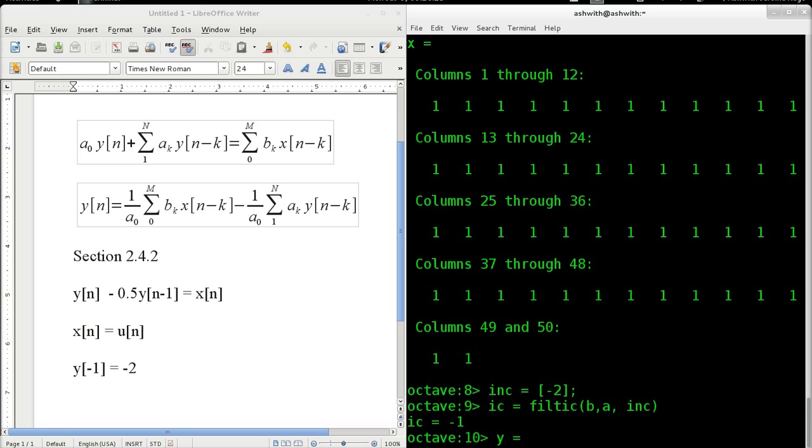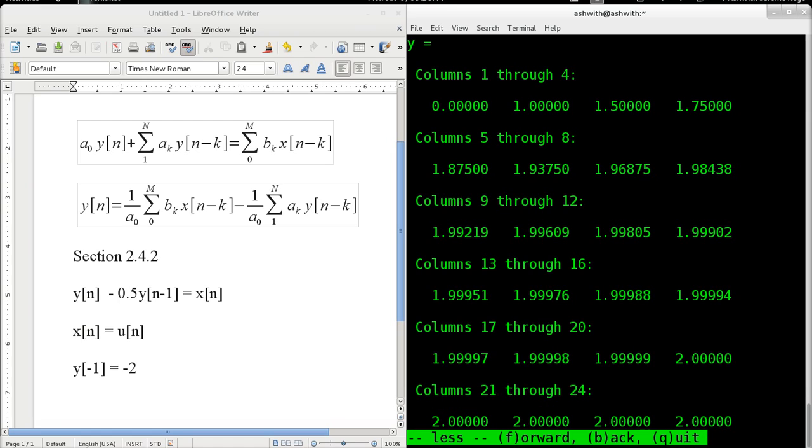So this will give us our initial conditions for the filter. Next we'll just solve for y. So y is equal to filter(b, a, the input to our difference equation). We've given our unit step over here, and finally the initial conditions we just calculated. And this is my y. Did I get it right? I think I did. Anyway, let's just stem plot it.